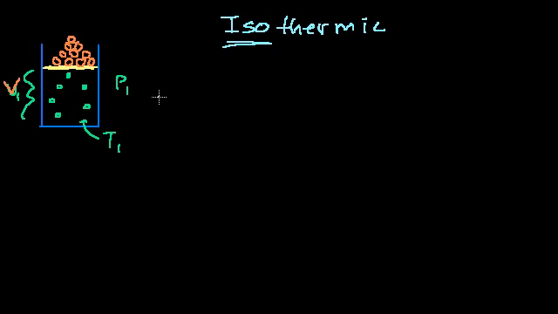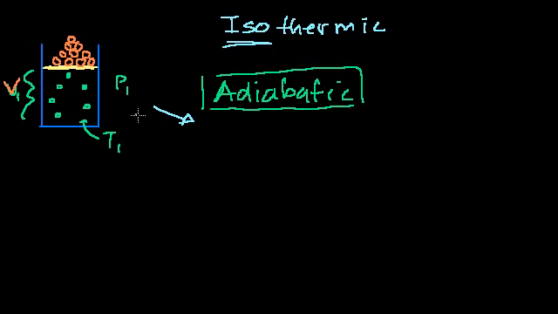Because as I remove pebbles, what's going to happen? If it was completely isolated from the world, and actually I'll add a word right here. If it was an adiabatic process, adiabatic, fancy word. All that means is completely isolated from the world. So no heat is going into or out of this system. If this was the case, what would happen as I released or I took away some of these little particles?